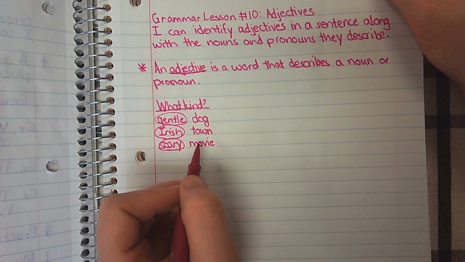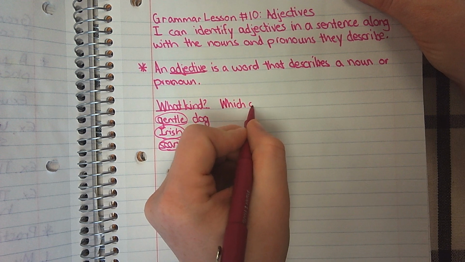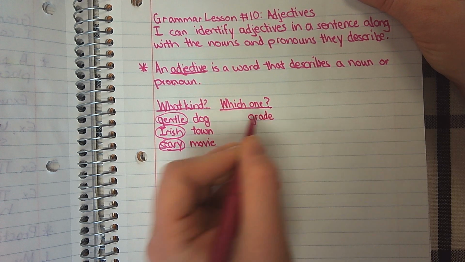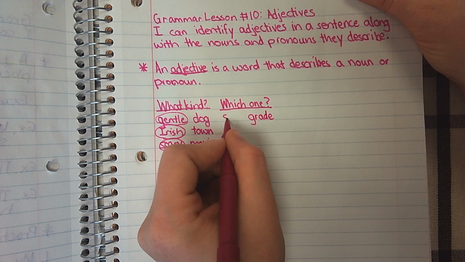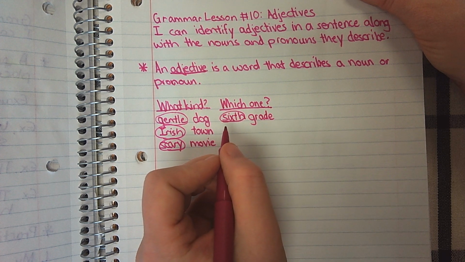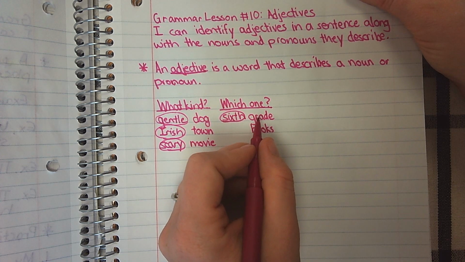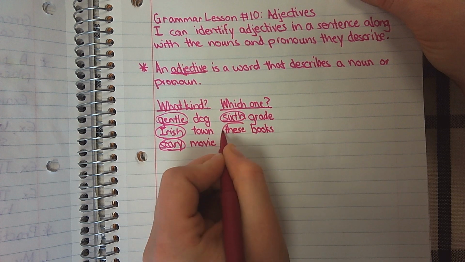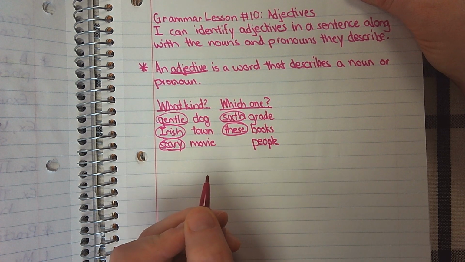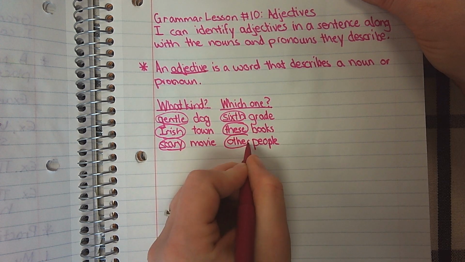Another question that an adjective can answer about a noun or pronoun is which one? Okay, so let's say we had a grade. Which one? Which grade are we talking about? Maybe it's 6th grade. So grade is our noun, and 6th is our adjective. Maybe we have books. Which one of the books are you talking about? We're talking about these books. So the word these is an adjective. How about people? People's a noun. Which people are we talking about? We're talking about other people. So other would be used as an adjective.